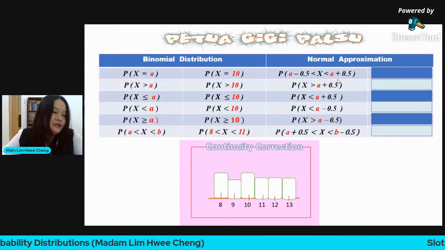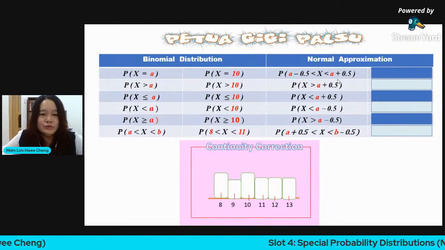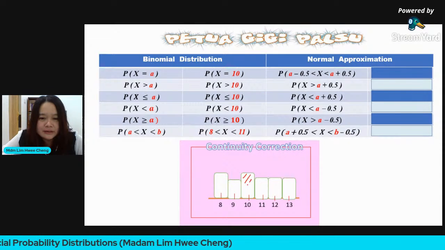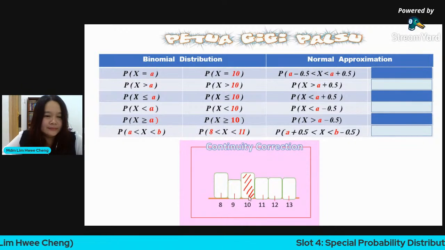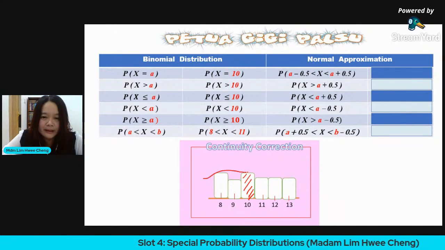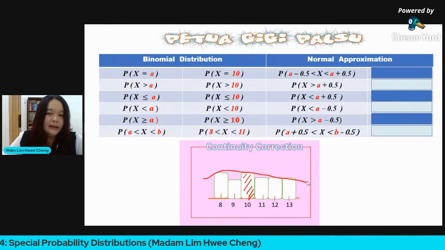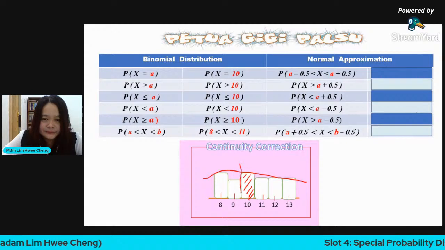Let me show you how I do it. Let's say for the same question here, I'm interested in x equal to 10. This is the region that I want. I shade it. After that, I draw my normal bell. Step 3, I cut.